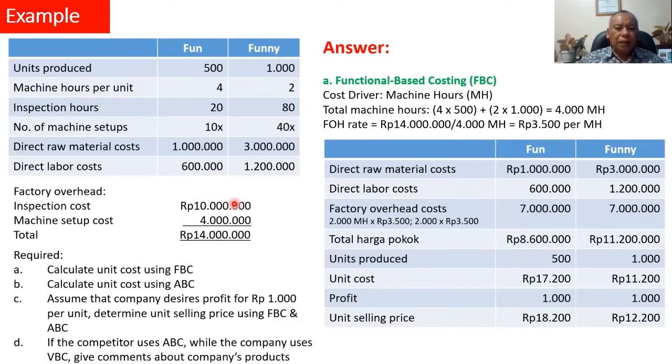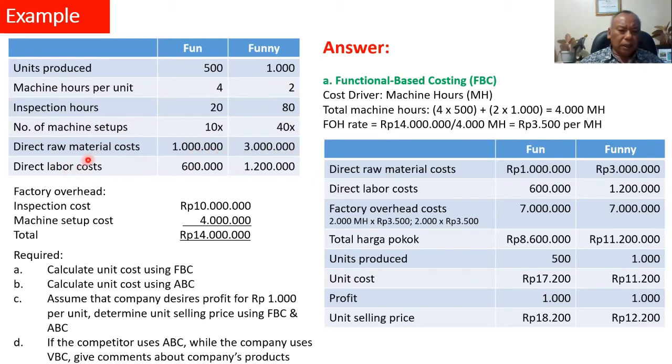And this is an example of the limitation of traditional or functional-based costing. For example, we produce two kinds of product, Fun and Funny. The units produced are 500 for Fun and 1,000 for Funny. Machine hours per unit are 4 hours for Fun and 2 hours for Funny. Inspection hours are 20 for Fun and 80 for Funny. Machine setups are 10 times for Fun and 40 times for Funny. Direct raw material costs are 1 million for Fun and 3 million for Funny.